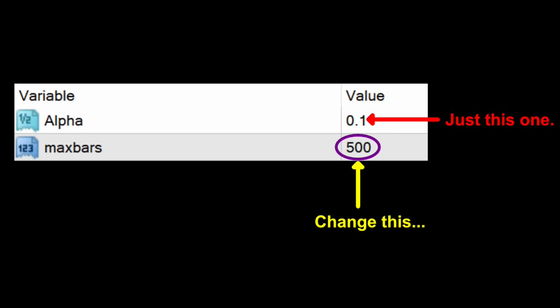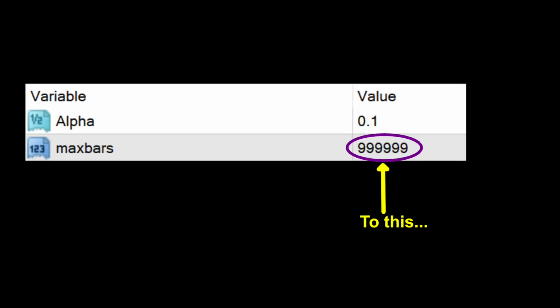We wanted to mention that on the settings screen there is only one that we use. However, there is a second one termed max bars. This is how much history the signal line is applied to. The default value is 500, so go ahead and change that to 999,999 to prevent any issues with backtesting.